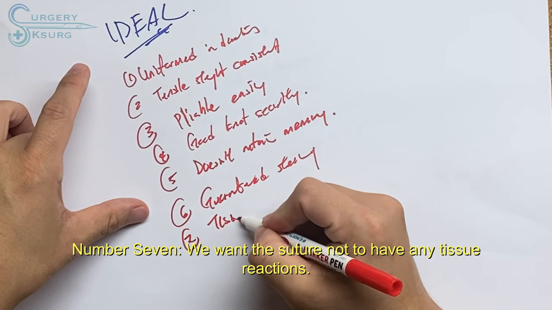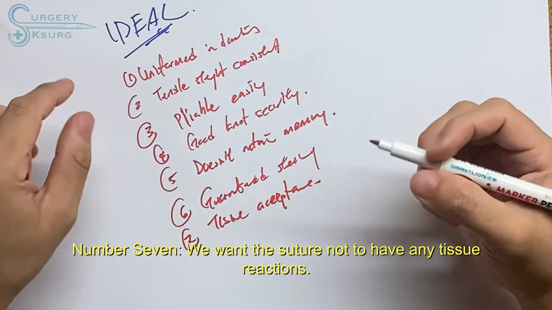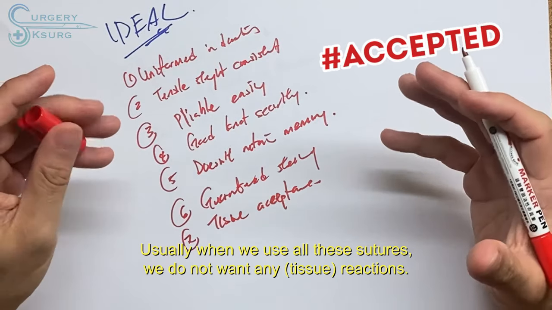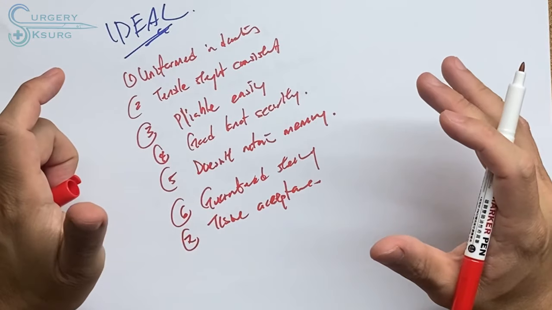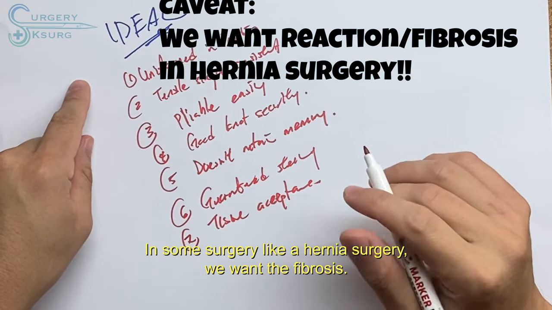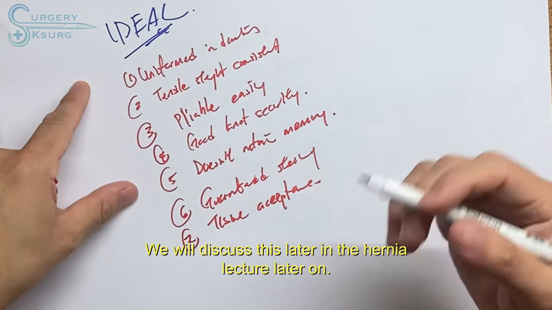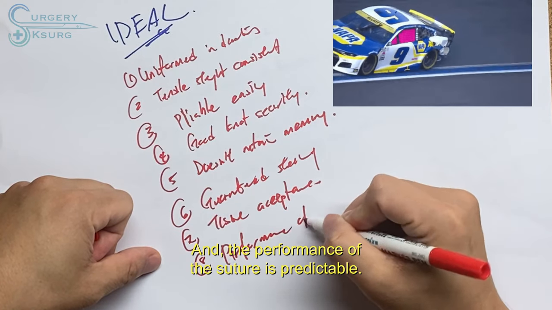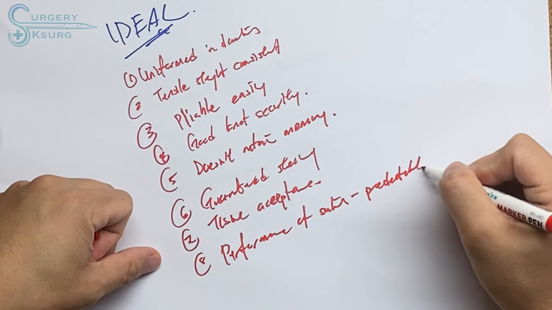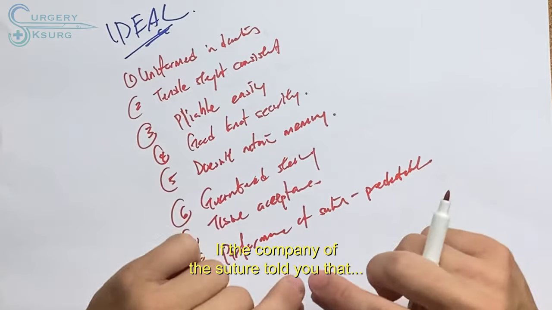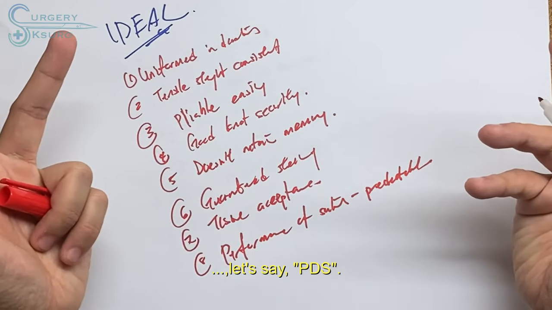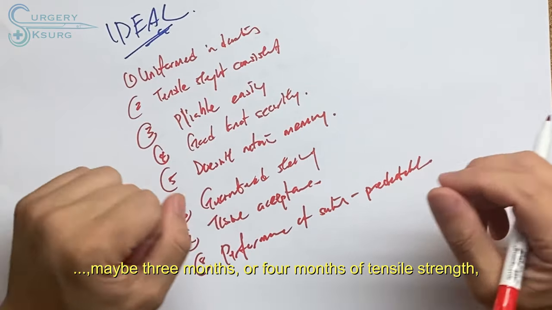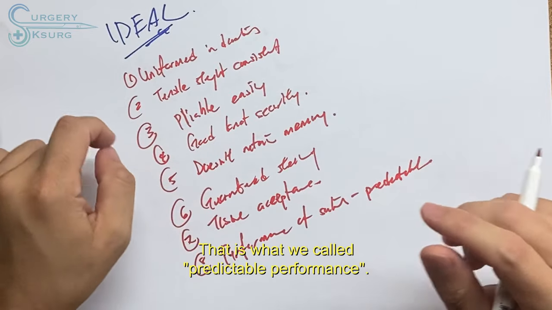Okay, number seven, you want the suture to have no tissue reaction. The tissue acceptance of the suture is good. Usually we use all these sutures, we don't want any reaction. But there's a caveat that in some surgery, like a hernia surgery, actually we would want a fibrosis. We will discuss this later in the hernia lecture. And of course, the performance of the suture is predictable. If the company tells you that, let's say, the polydioxanone suture has maybe 3 to 4 months of tensile strength, and that 3 to 4 months tensile strength is there, that is what we call a predictable performance.